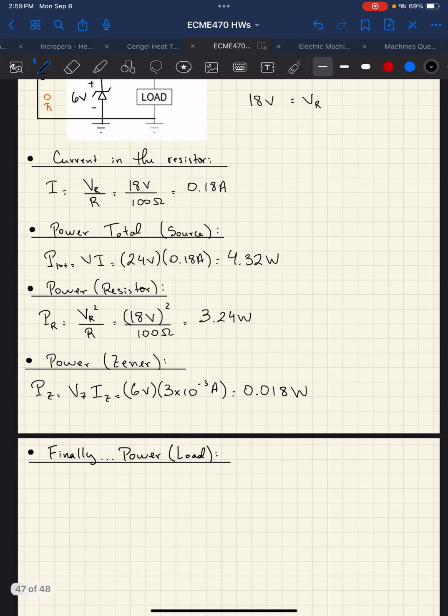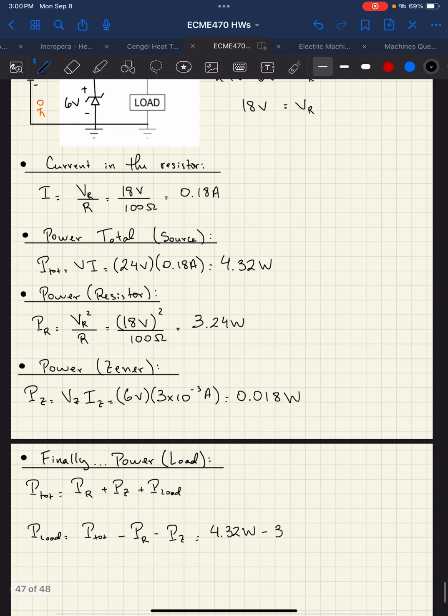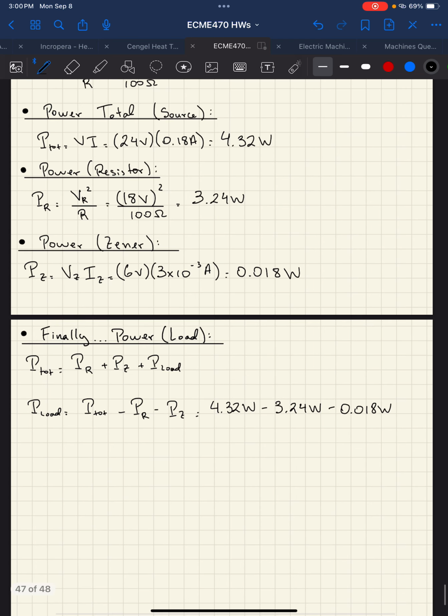So basically, P total is going to be P dissipated in the resistor plus P dissipated in the Zener plus P dissipated in the load. I can just use some algebra and solve for P load, which is P total minus P resistor minus P Zener. So P total is 4.32 watts, the resistor is 3.24 watts, and the Zener is 0.018 watts. So your P load must be 1.062 watts.